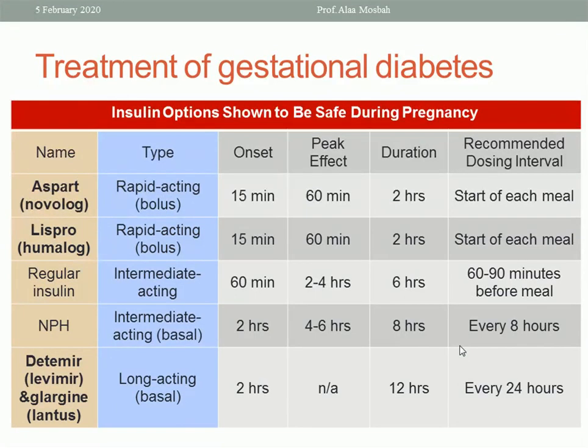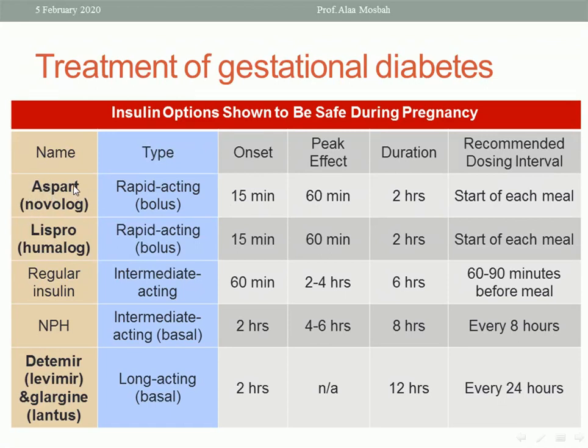This table shows some types of insulin available in the market. As we said, it is better to give half of the dose as rapid acting insulin like Aspart, Novolog, or Lispro, Humalog. The onset of action is within 15 minutes, peak effect 60 minutes, duration 2 hours. Start with each meal, so 3 times daily. This is half of the dose.